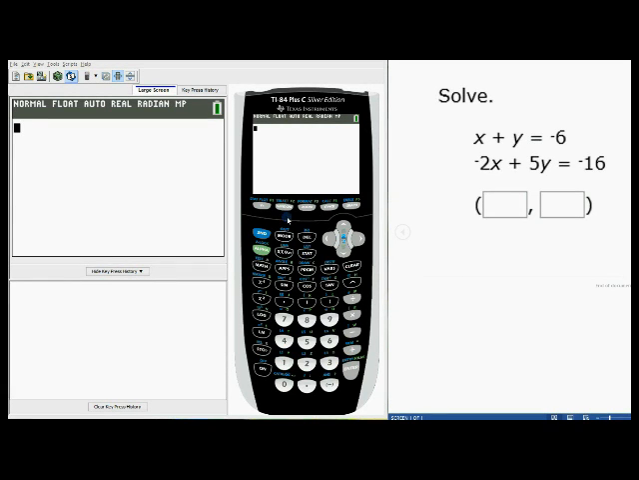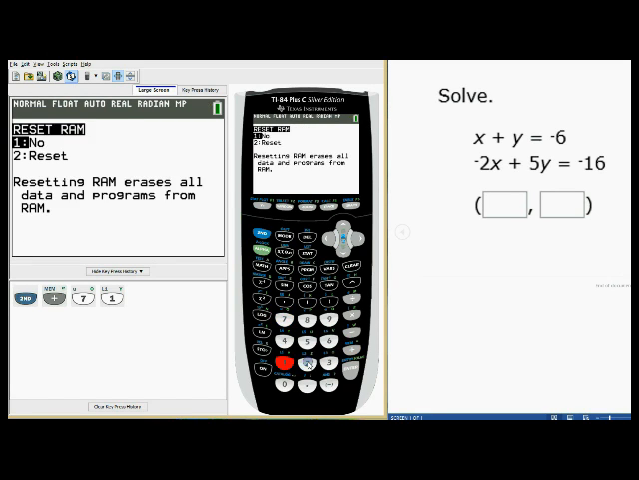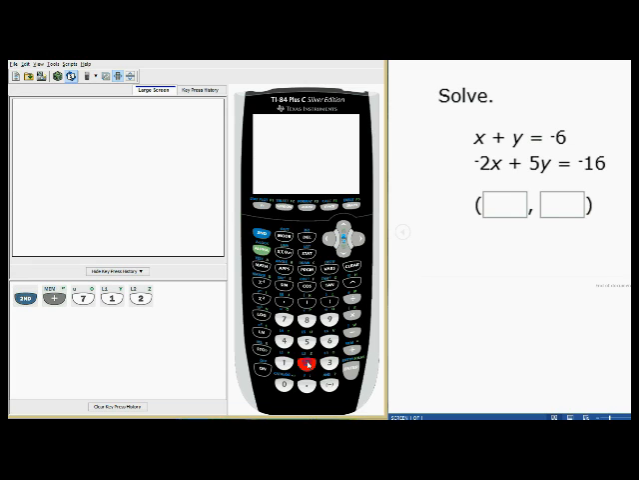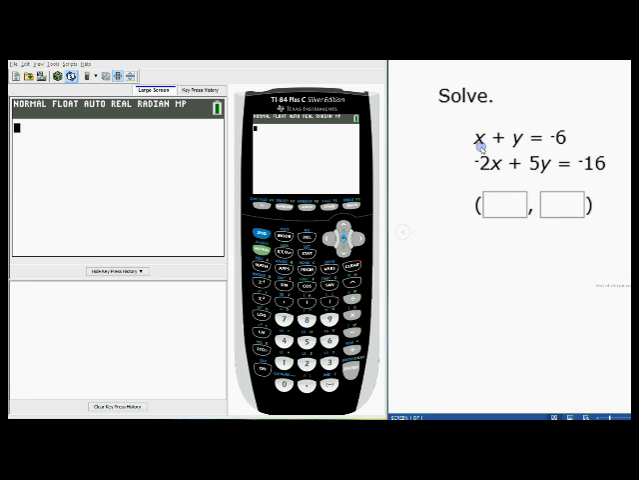Alright, so here is our sample problem, and when we start, we should always start with a reset calculator. So 2nd, 7, 1, 2, and clear the screen. Now we're going to enter, we have two coefficients of 1 and a constant of -6. We have a coefficient of -2, 5, and a constant of -16. And I'm going to enter those into a matrix.